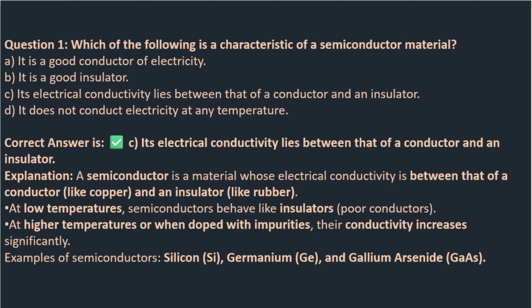Explanation: a semiconductor is a material whose electrical conductivity is between that of a conductor, like copper, and an insulator, like rubber. Examples of semiconductors: silicon Si, germanium Ge, and gallium arsenide, GaAs.